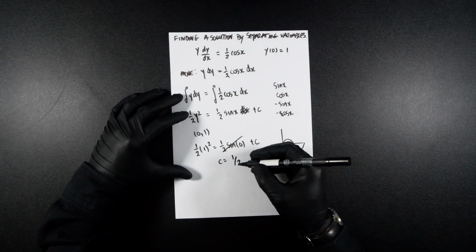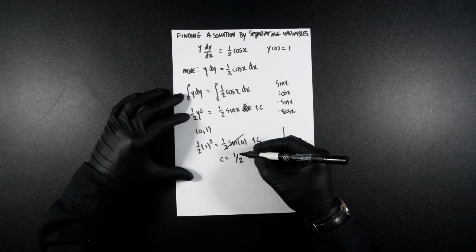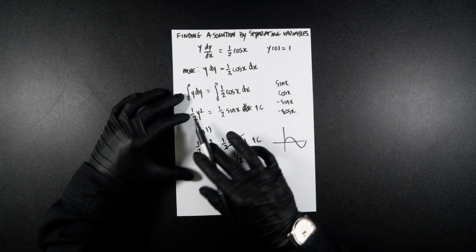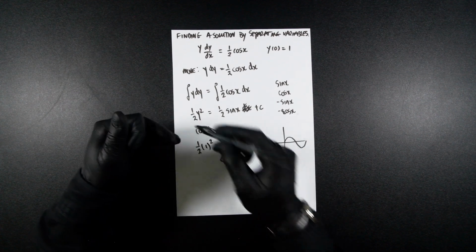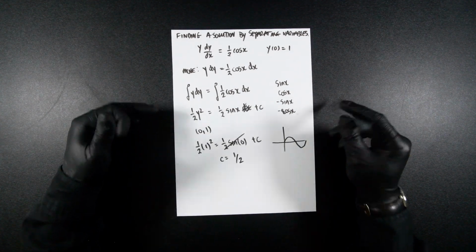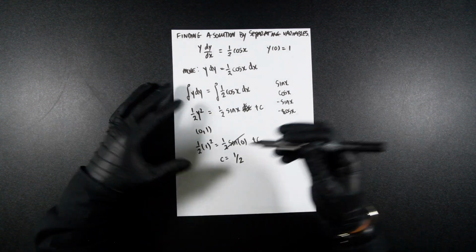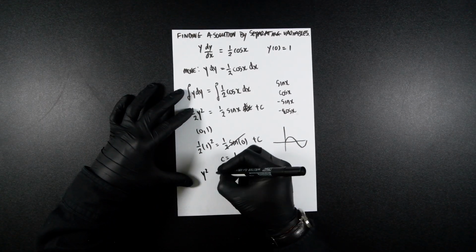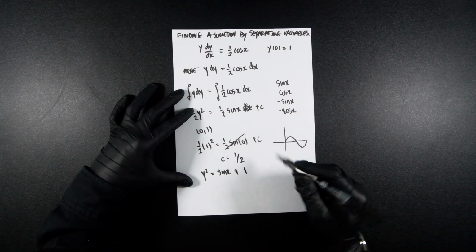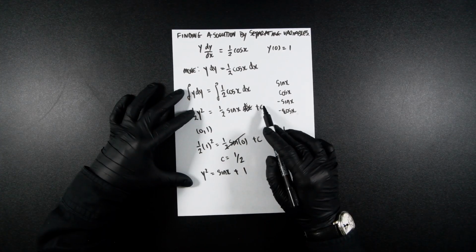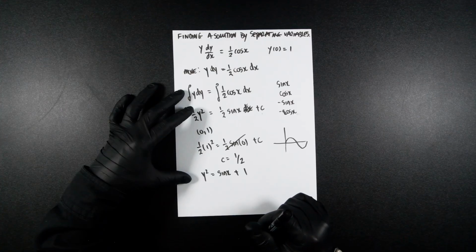Now, if we know that c equals a half, we can plug that into this. So you're going to get half y squared equals a half sine x plus a half. But if we divide everything by a half, we can just get rid of the halves. So you're going to get y squared equals sine x plus 1, because that c's gone there, and then we've divided everything by a half.